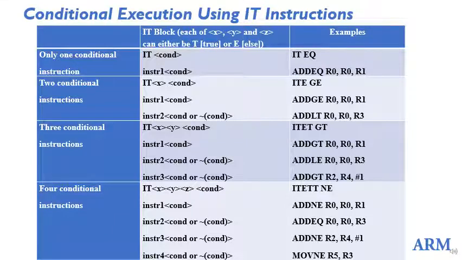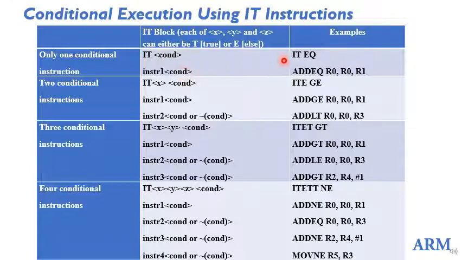It is not necessary to always have 4 conditional instructions in the IT instruction. You can have any number from 1 to 4. If there is only one conditional instruction, then it will be simply the if condition: if so, execute this instruction. In that case the syntax becomes IT, the condition, and only one instruction, and that one instruction will have the same condition as what you have specified in the IT instruction.